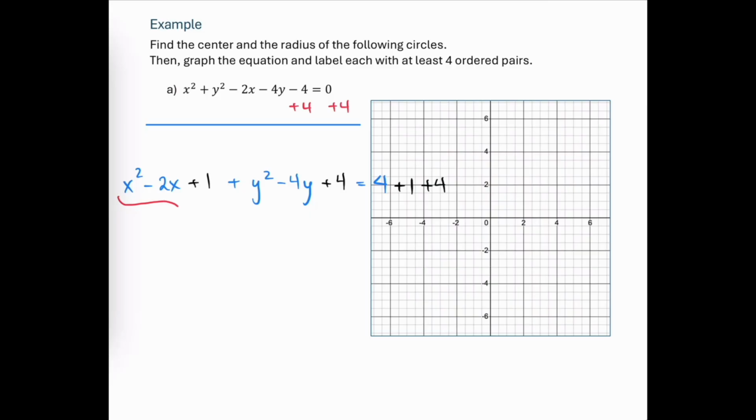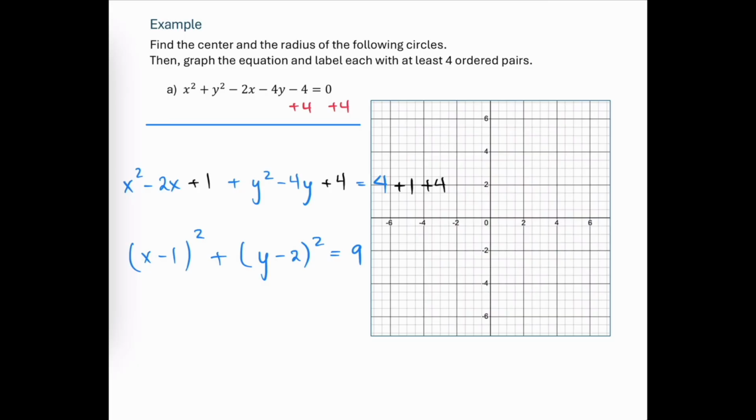Since we now have a perfect square trinomial in x, this is going to factor perfectly into a binomial squared, which is x minus 1. And to that we're going to add this perfect square trinomial in its factored form, which is going to be a binomial squared, y minus 2. And all these values on the right are going to total to be 9. So essentially all we had to do was the completing the square step in order to get the general form of the equation of a circle into the standard form.